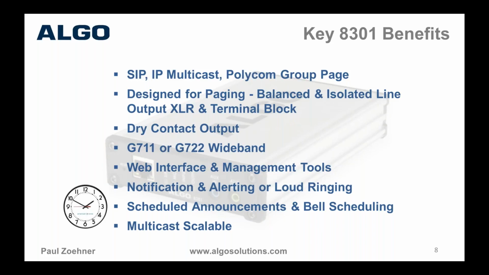This fourth item, G711 or G722 wideband, is really important because through the 8301, if you have phones that support HD voice or wideband or G722, you can get that audio quality right through to the amplifier, which very often does support wideband, but that wideband is blocked by the ATA, which typically is G711 only. The device is managed through a web interface and other management tools, so it can be remotely managed. Everything is through a web interface, so you don't have to be on site or have access to the device to change configuration.